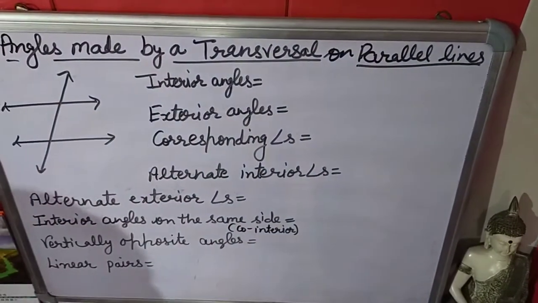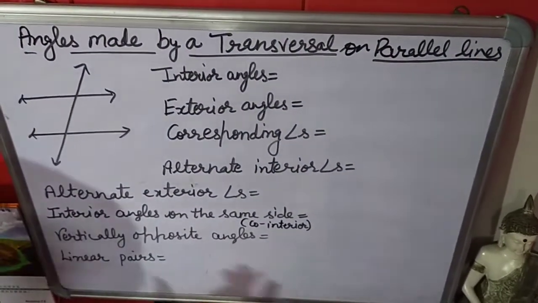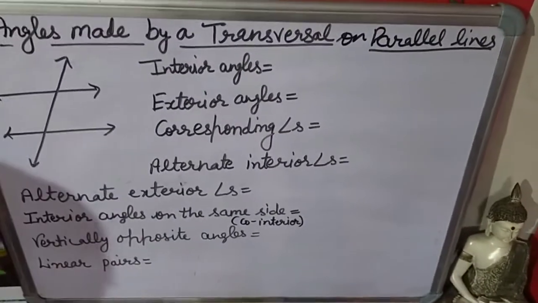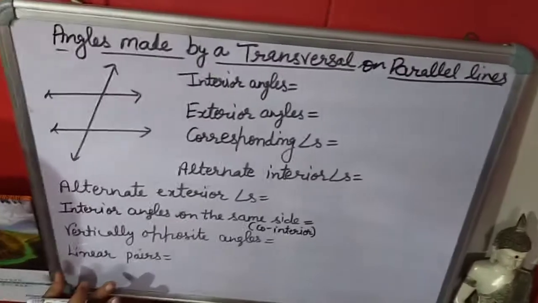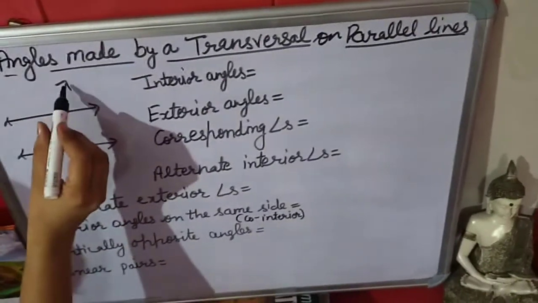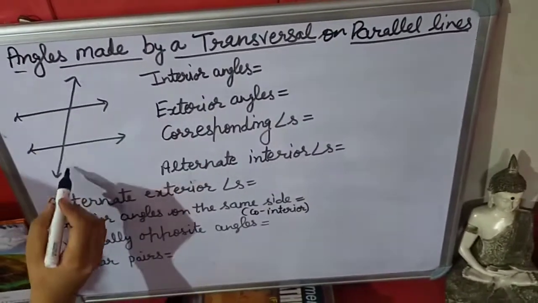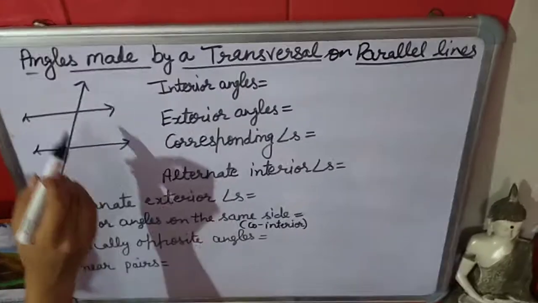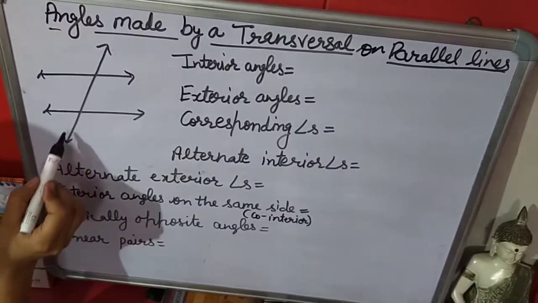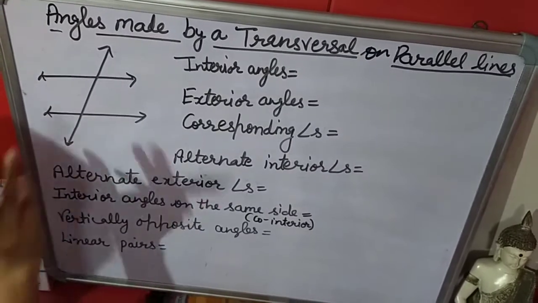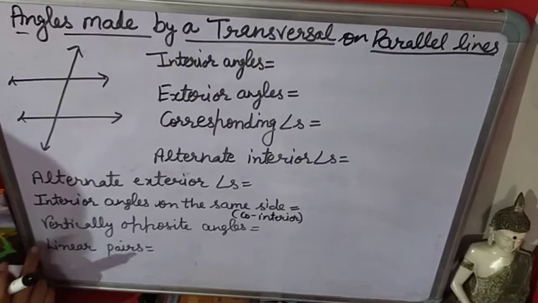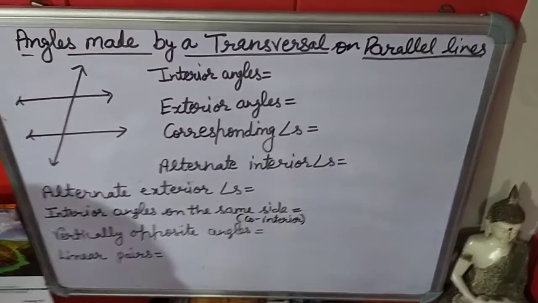Now you know parallel lines. The lines that do not meet are called parallel lines. Parallel lines never intersect each other. Now what is a transversal line? When a line intersects two parallel lines, or cuts two parallel lines, then that line is called a transversal line. एक लाइन जो दो पैरेलल लाइंस को कट करती है, that line is called transversal line.